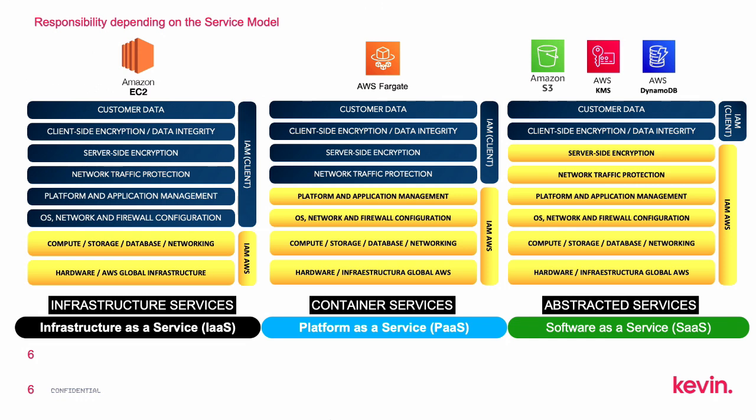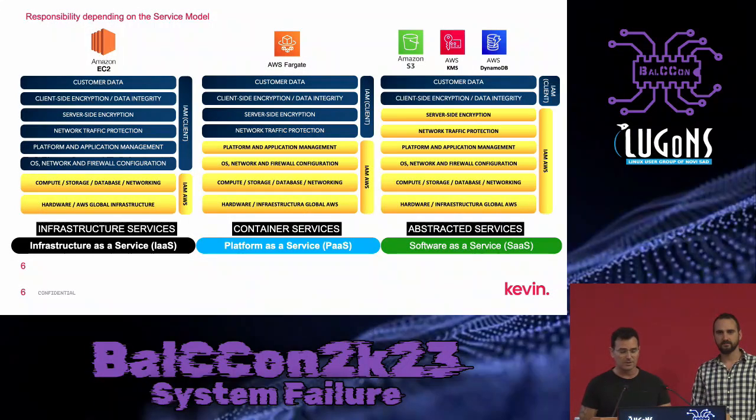So examples of these ones, I already mentioned for infrastructure as a service EC2, for those which are more familiar with the cloud, AWS Fargate as an example of container services, which is actually platform as a service, and then S3 or KMS or DynamoDB, which could also be examples for the software as a service, if you are in the AWS world.